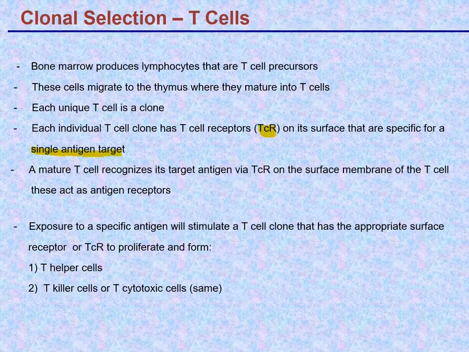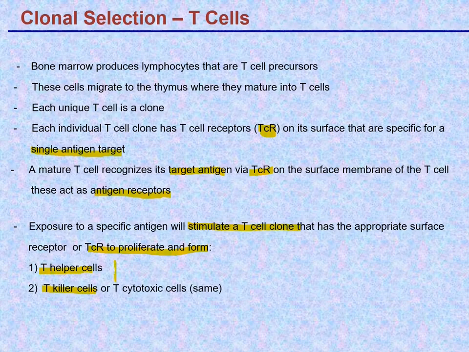So T cells are able to bind their target antigen via the T cell receptor on the surface. These are receptors for that antigen. And that interaction with the antigen activates the T cell clone. It stimulates the cell that had that receptor for the antigen to start multiplying. And the cells multiply and form one of two major types of T cells, either a T helper cell or a T killer cell.